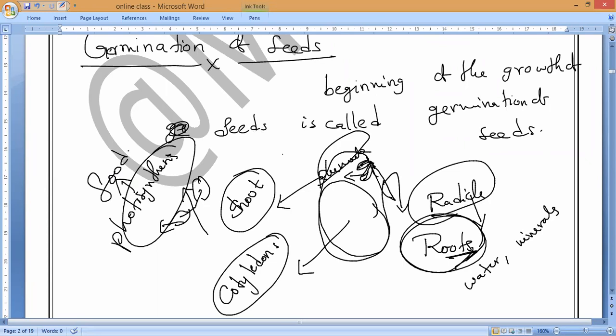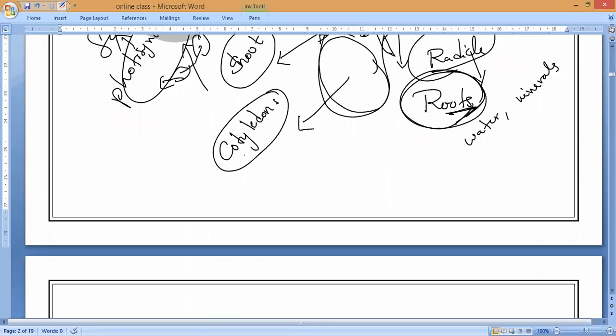So the roots will absorb water and minerals from the soil, and the green leaves will do photosynthesis. Ultimately it will become a new plant, because it will start growing more and more by making its own food in the presence of sunlight. So this seedling grows gradually and ultimately it will become what? A new plant. That is what will happen.